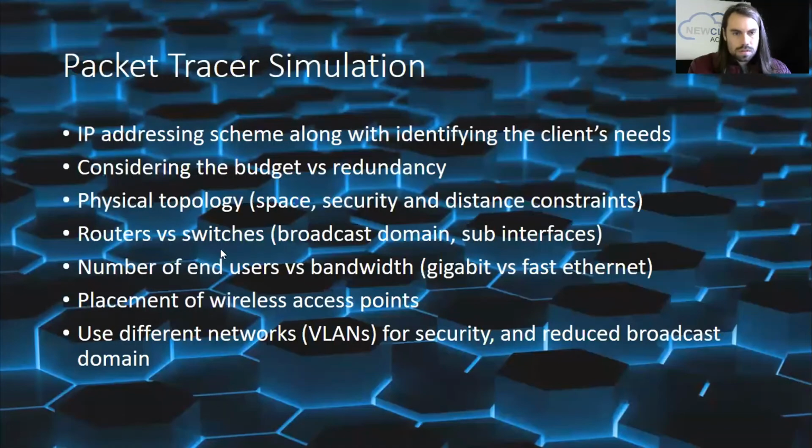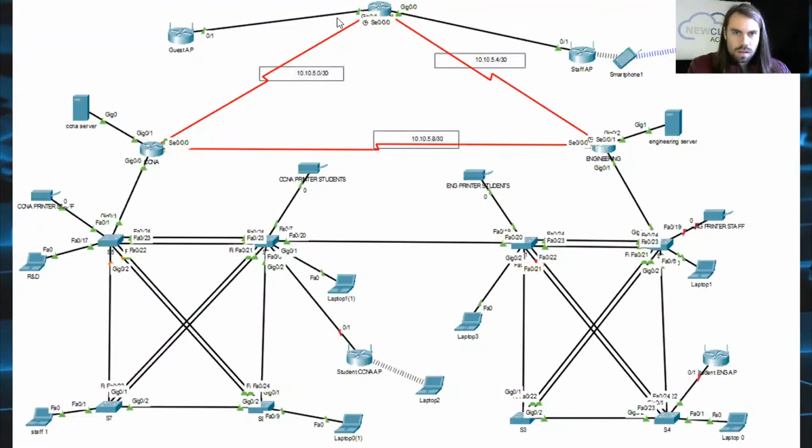The next point is the number of end users versus bandwidth. Looking at a guest access point here, or say the staff access point, similar in configuration, but say the staff are 100 people, then this gigabit line here would have to support 100 different members. So that's 1,000 megabits divided by 100 users, which in theory would only be 10 megabits each. So it would be beneficial to have a gigabit connection there instead of a Fast Ethernet, which would only give 1 megabit to each user.